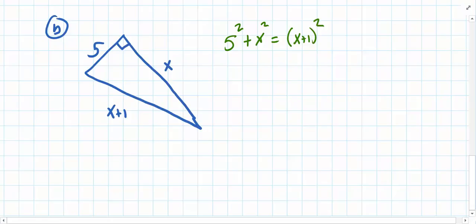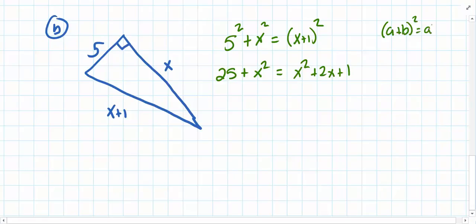All right, our goal is to solve for x. So we're going to have 25 plus x squared equals, don't mess this part up, x squared plus 2x plus 1. Don't mess that part up. (a plus b) squared is equal to a squared plus 2ab plus b squared. Don't forget the 2ab, everyone always does.